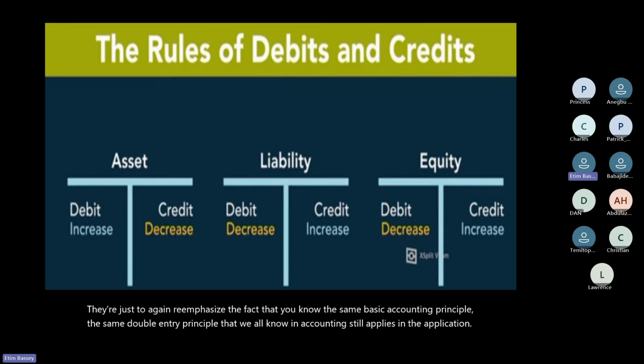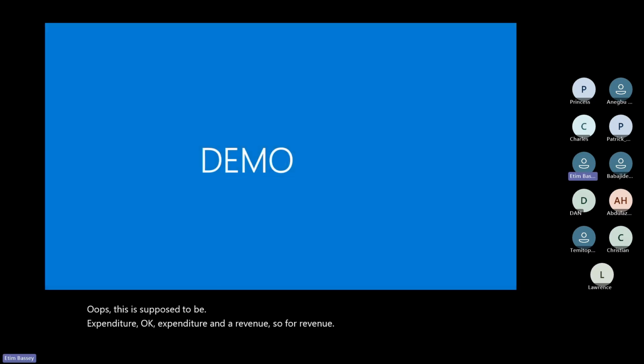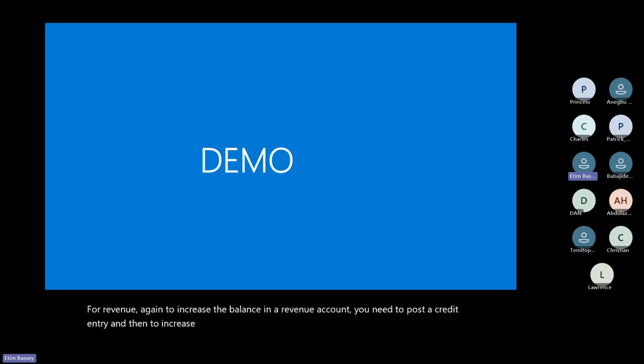Oops, this is supposed to be expenditure. Okay, expenditure and revenue. So for revenue, to increase the balance in a revenue account, you need to post a credit entry. And then to increase the balance in an expense account, you post a debit entry. All right, these are simple double entry principles that we are all aware of. So I'll switch into the demo proper so that we get right into it.